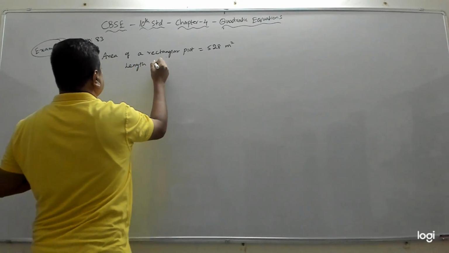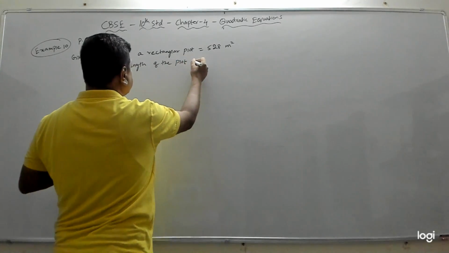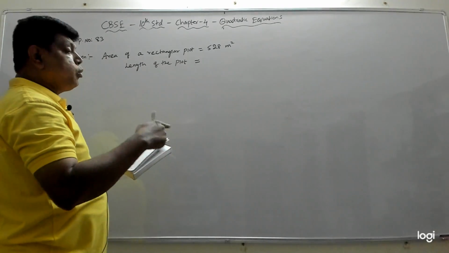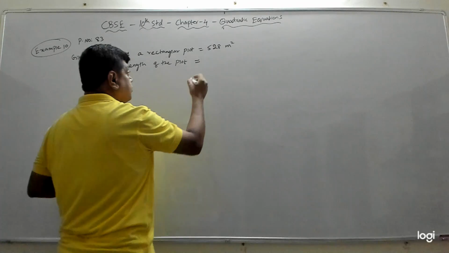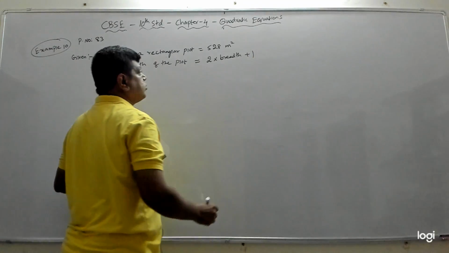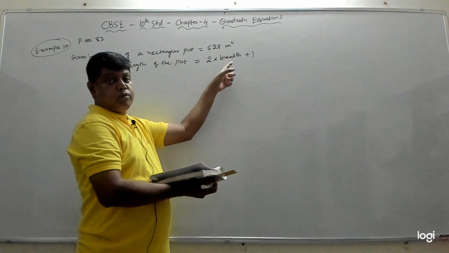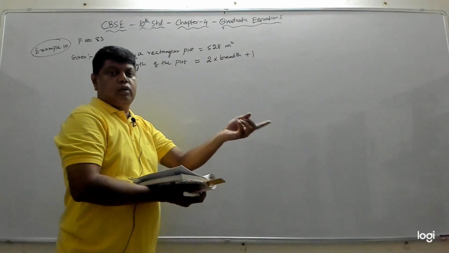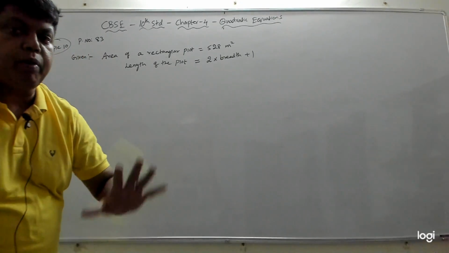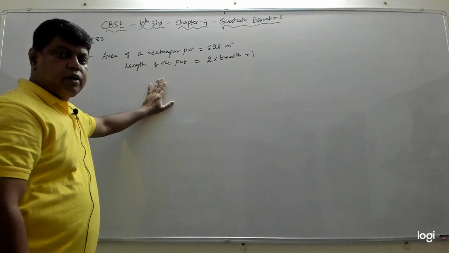Length of the rectangular plot is 1 more than twice its breadth. 1 more than twice its breadth means you should first do 2 into breadth and then add 1, because 1 more than means plus 1. So length is 2 times the breadth plus 1. These are the two pieces of information given, and from this we need to find the length and breadth of the rectangular plot.